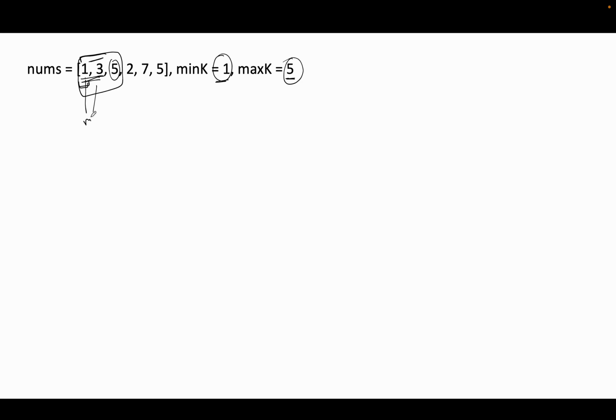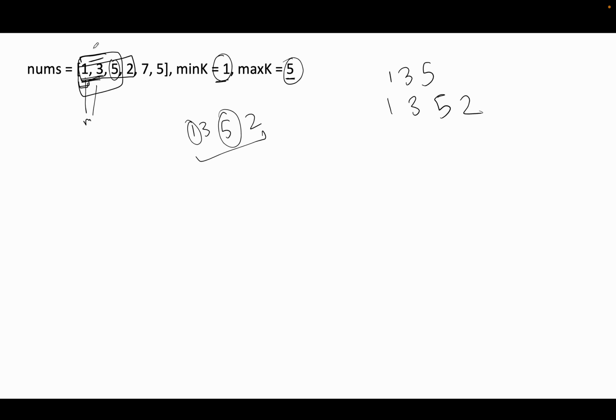So this is one. You have to return how many fixed bound subarrays are possible. So we got one, 1, 3, 5. Next, 1, 3, 5, 2. This is also valid because if you see 1, 3, 5, 2, min is 1, max is 5, and all the elements are between that, of course. So 1, 3, 5, 2. We got 2. Are there any other possible?